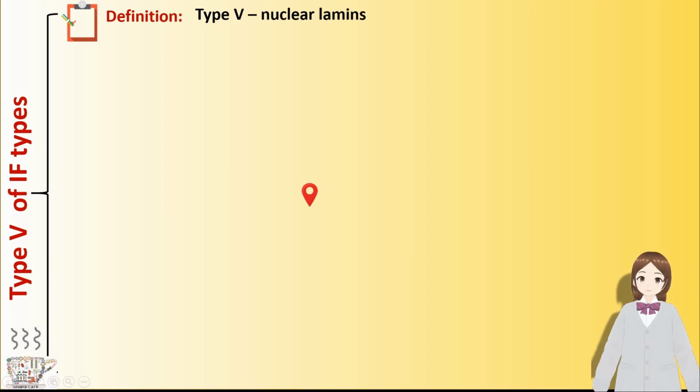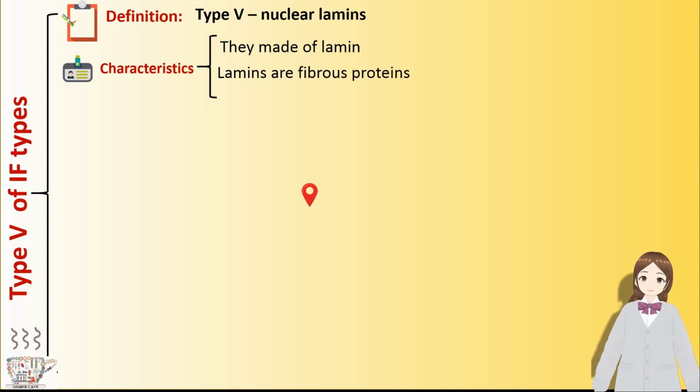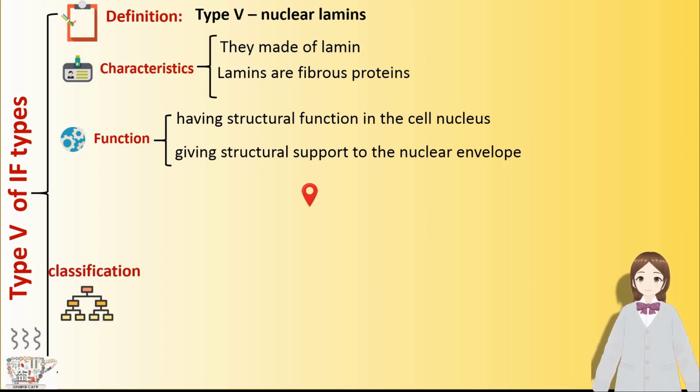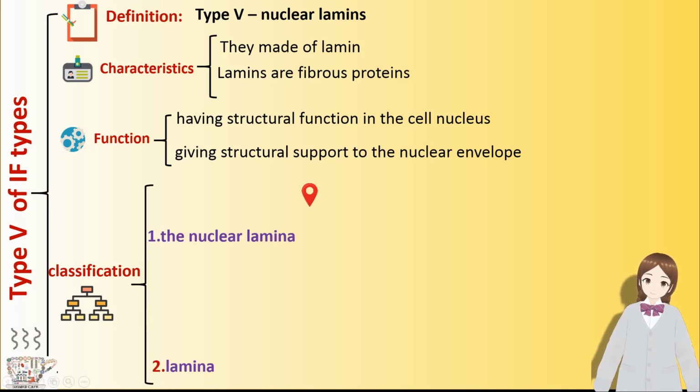Type 5 is nuclear lamins. They're made of lamin fibrous proteins. They have a structural function in the cell nucleus and give structural support to the nuclear envelope. Type 5 can be divided into 2 subgroups: the nuclear lamina and the nucleoplasmic lamins.